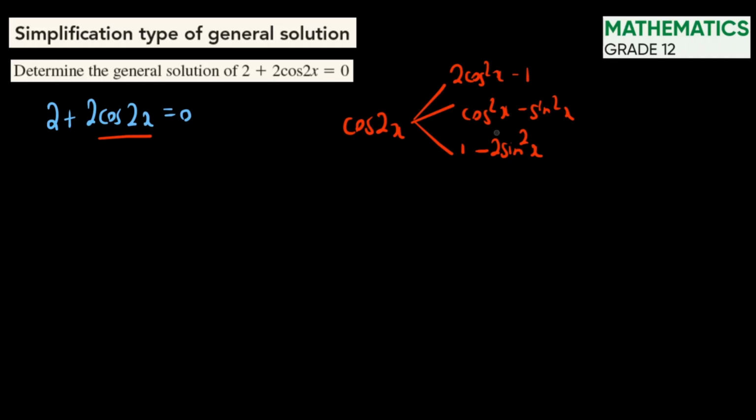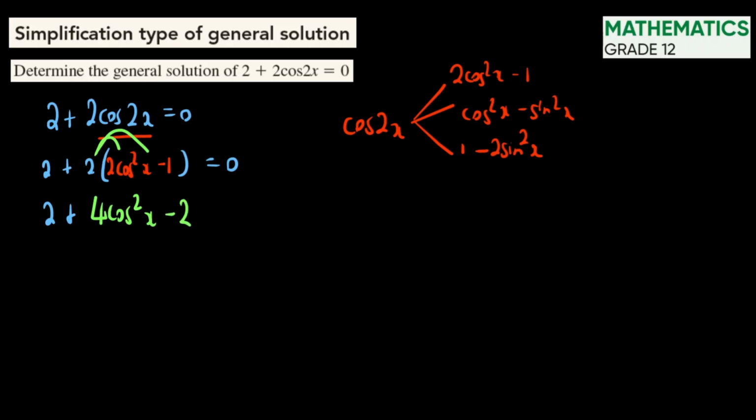So for simplicity, let's take the first one, where it's going to be 2 plus 2. Let's open the brackets. We're going to have 2 cos squared x minus 1. And we can go ahead and simplify this. Multiply the 2 in the brackets, and also in the minus 1. Then we're going to have 4 cos squared x minus 2 equals 0.